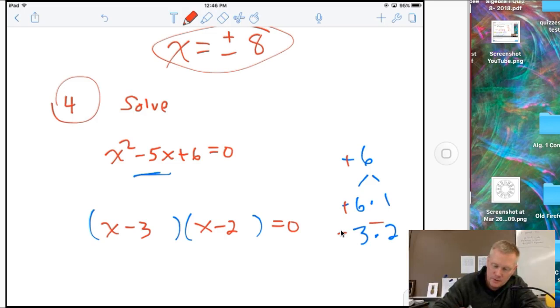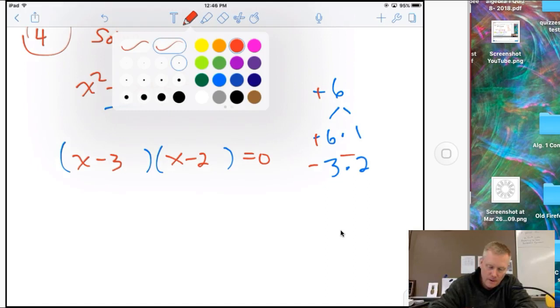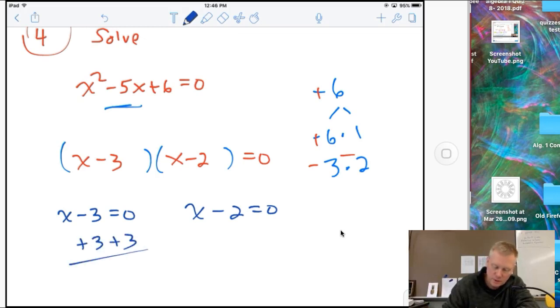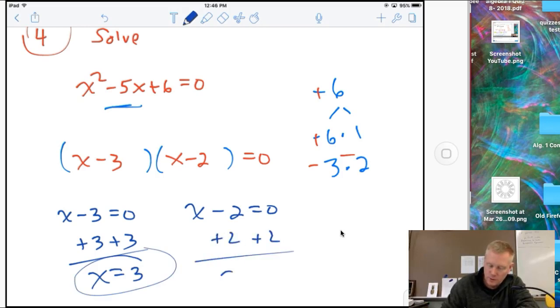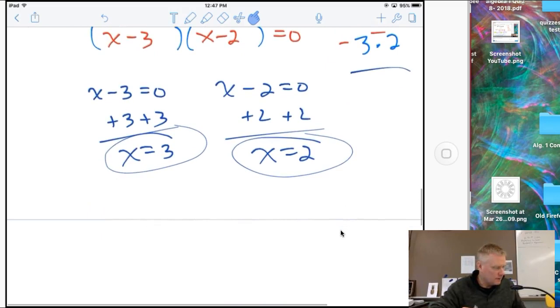Now I'm not done yet because it says solve it. It didn't just say factor it. If it said factor it, I'd be done and move on to the next one. However, I need to find out what the two answers are, which means I take both sets of parentheses and set them equal to 0 and then solve the two equations. In this case, it's easy. You just add 3 to both sides over here on the left, and I get x equals 3. On the right, I'm going to add 2, and I get x equals 2. And those are my two answers, which are actually the opposite signs of what I had over here. So make sure you don't write down that the answers are negative 3 and negative 2, because they're not. All right, that was number 4.